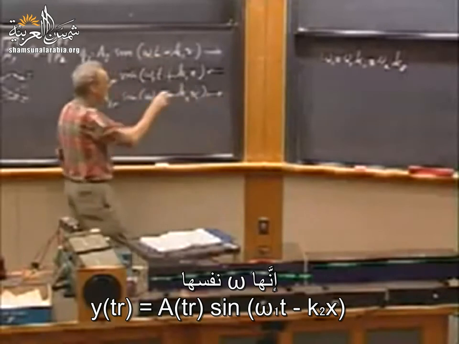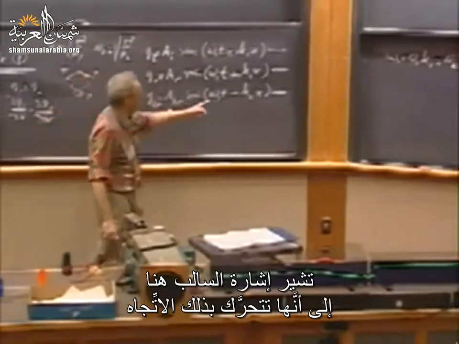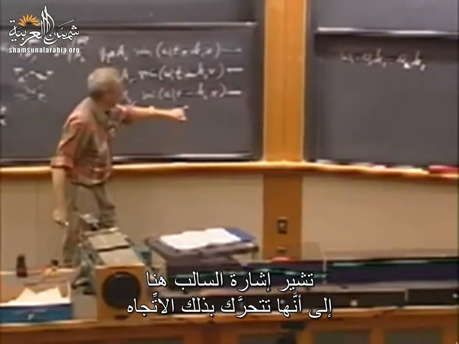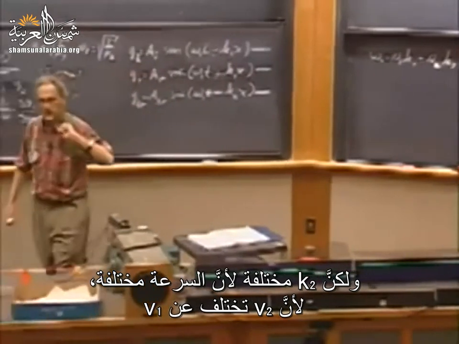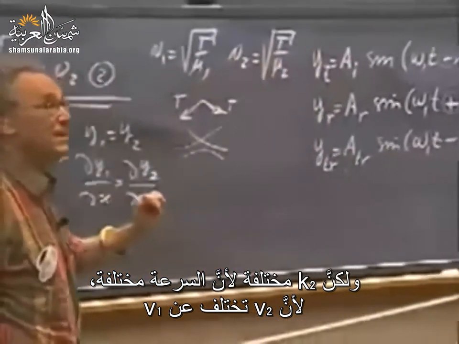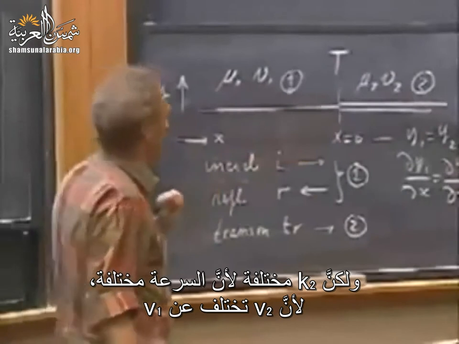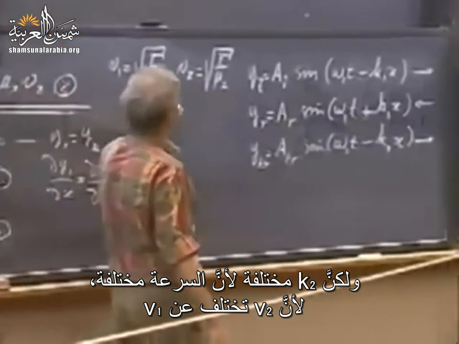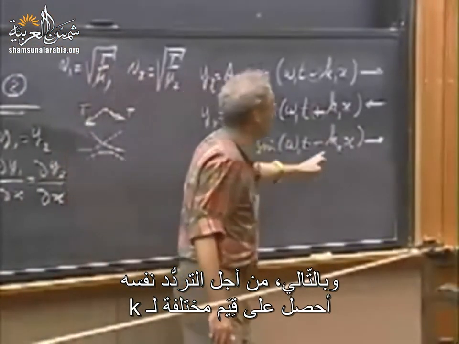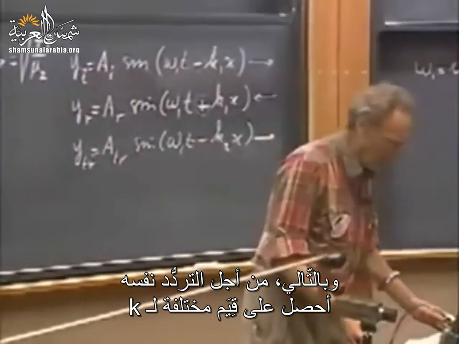So this goes into the second medium. The minus sign indicates it's going in this direction, but the K2 is different because the speed is different, because V2 is different from V1. And so with the same frequency, I get a different value for K.